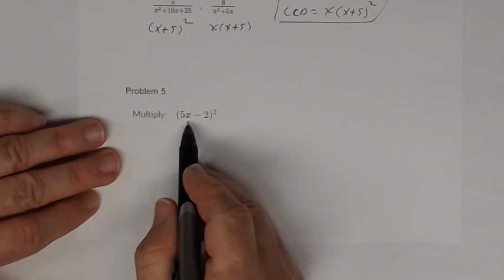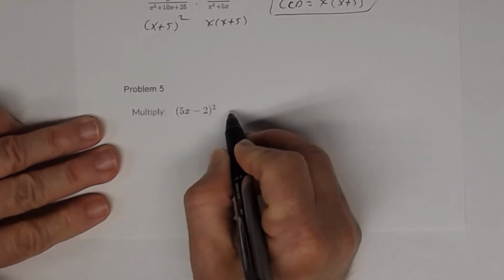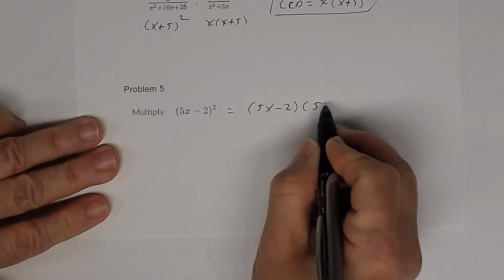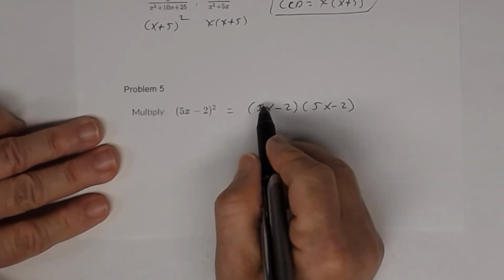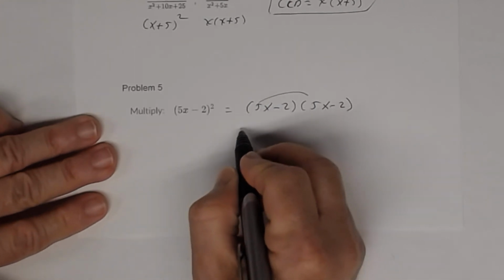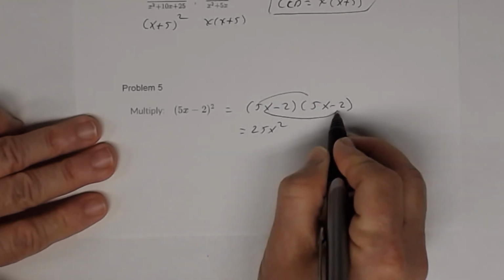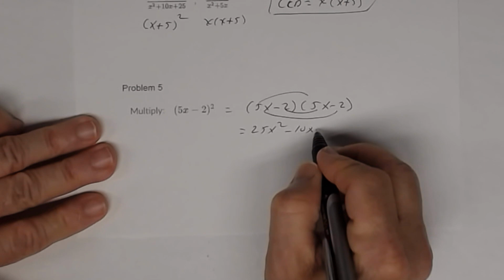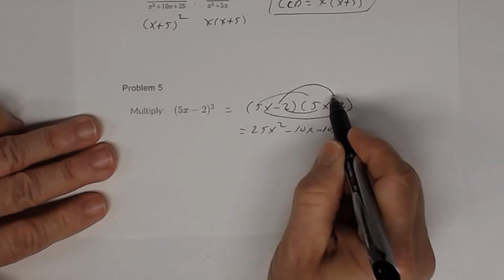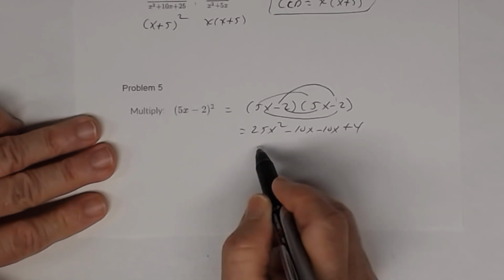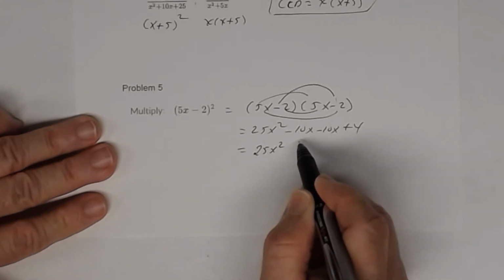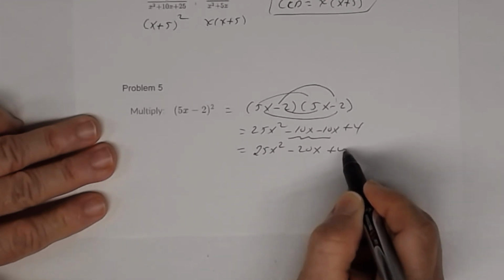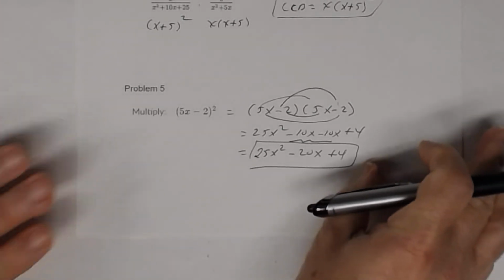Number 5, so you want to multiply this binomial. So remember, 5x minus 2 squared means 5x minus 2 times itself. And so I'm going to go ahead and FOIL this. 5x times 5x is 25x squared. The outer, 5x times a negative 2 is a negative 10x. The inner, negative 2 times 5x is a negative 10x. And the last, a negative 2 times a negative 2 is a positive 4. Combining like terms, I get 25x squared, a negative 10x and a negative 10x is a negative 20x, and then plus 4. And so that's the answer to number 5.